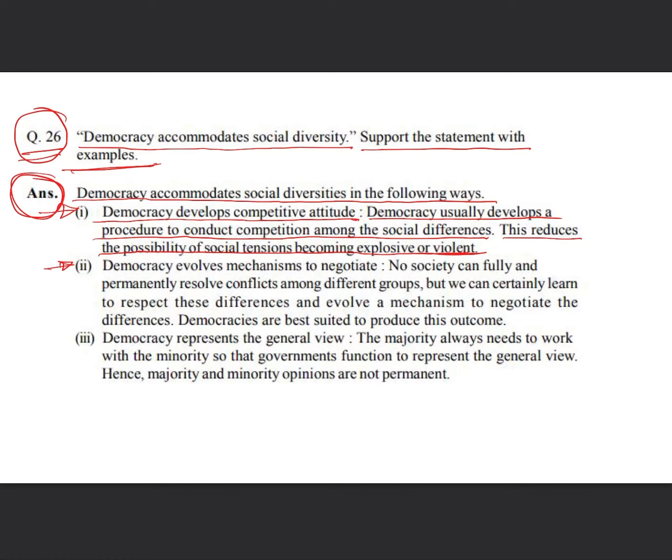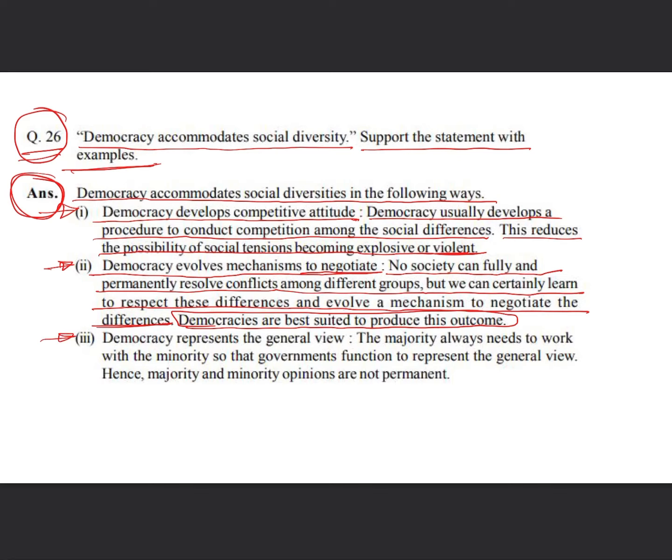Second, democracy evolves mechanism to negotiate. That means no society can fully and permanently resolve conflicts among different groups, but we can certainly learn to respect these differences and evolve a mechanism to negotiate the differences. Democracies are best suited to produce this outcome.